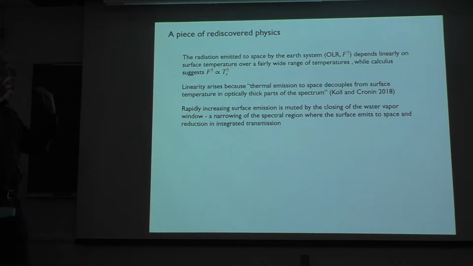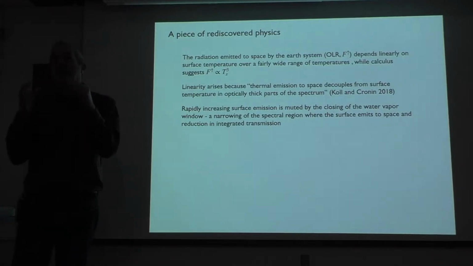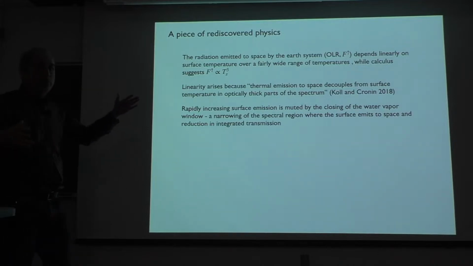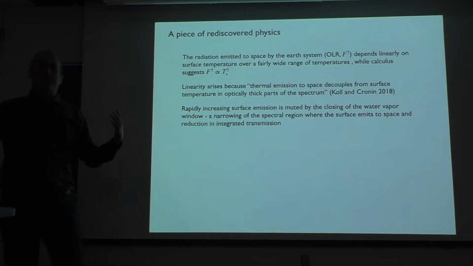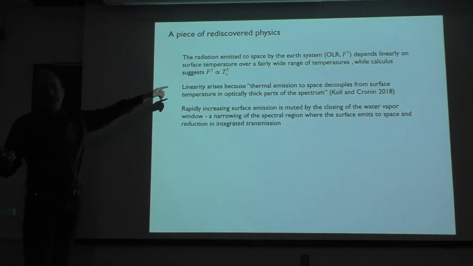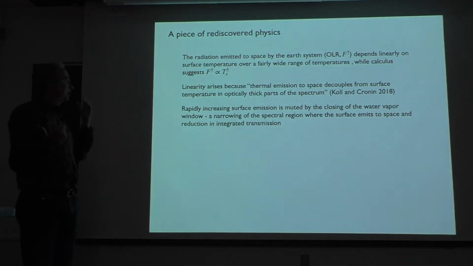If we look at the radiation emitted to space as it depends on the surface temperature, we see that the OLR, the outgoing longwave radiation, is linear over a pretty wide range, kind of 40 Kelvin, 45 Kelvin of surface temperature. Even though if you take the derivative of sigma T to the fourth, you of course get something which is cubic. How does that linearity arise?